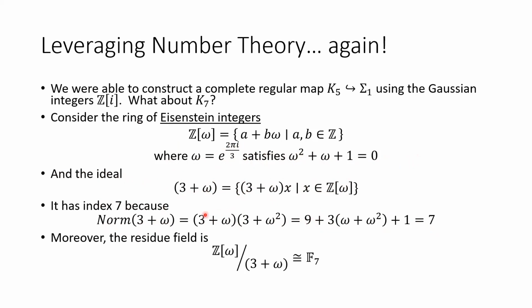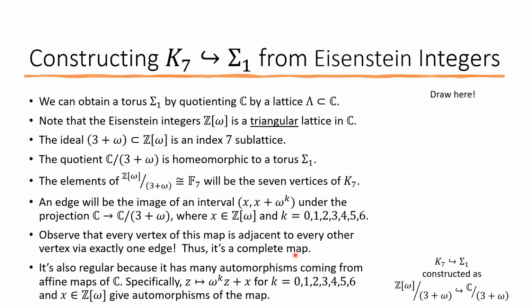So you do multiplication, and it's going to be 9 times 3 plus omega squared plus 1. And omega plus omega squared is -1. So this principal ideal, which is a maximal ideal, has index 7. And so the residue field for this ideal is going to be the finite field with 7 elements. And now we can construct the complete graph on 7 vertices embedded inside of the torus from the Eisenstein integers in a very similar way as we did for the complete graph on 5 vertices.